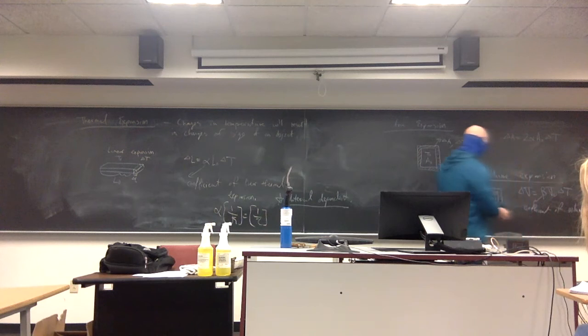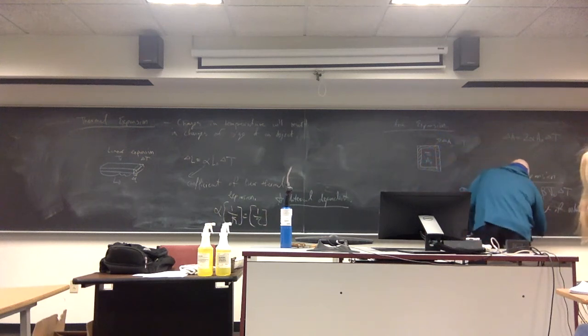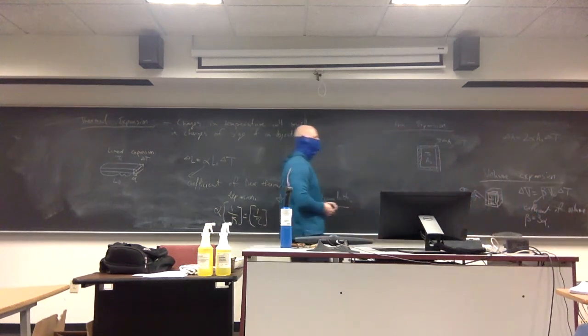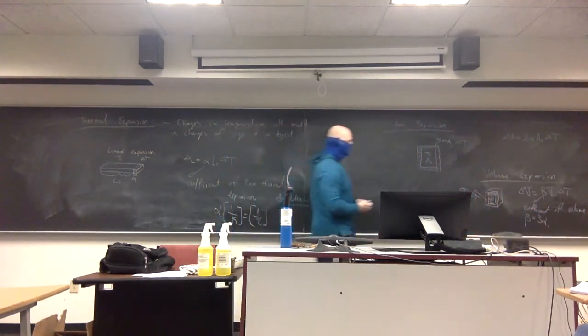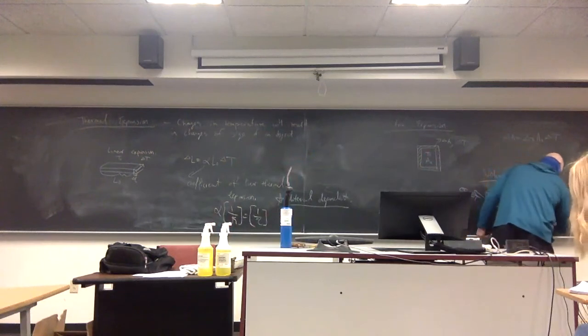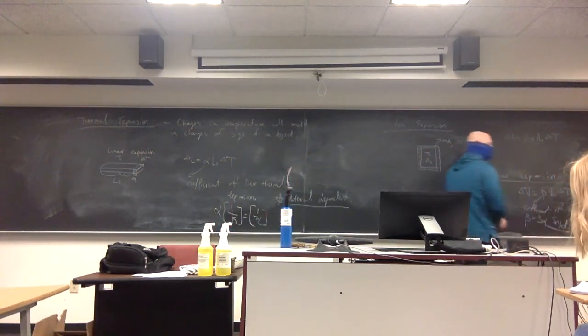Now, it turns out that if the object is a solid, beta is equal to 3 times alpha. If it's not a solid, then that's not necessarily true.